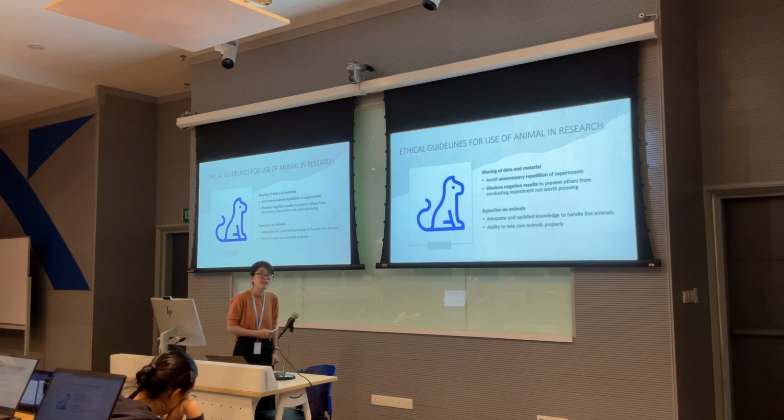Even if you have failed in your experiment using the mice, you need to disclose. Negative results are also results, right? So you need to disclose them to disseminate the knowledge to society, to prevent the wastage of animal use.